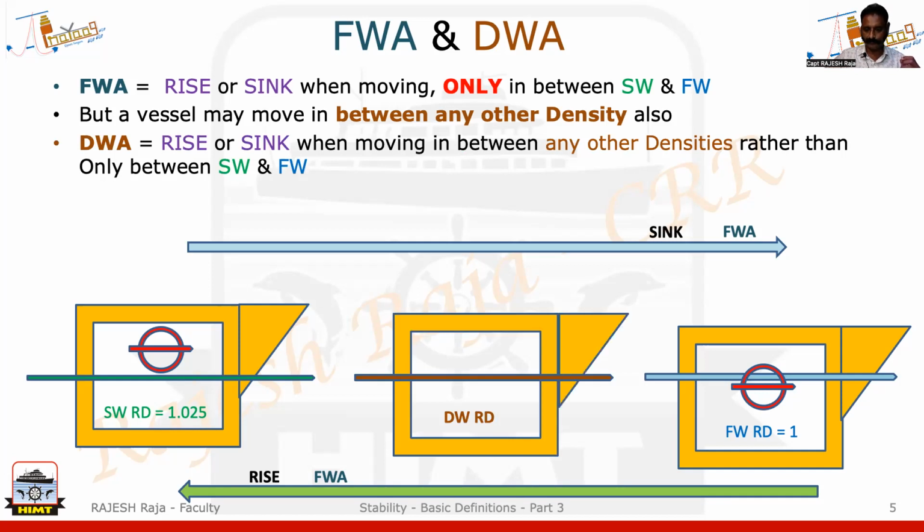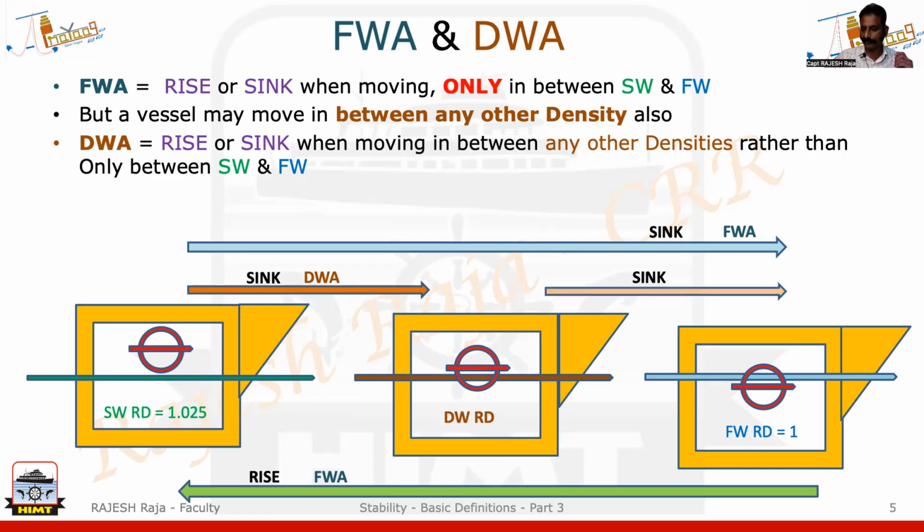So I'm going to show you here in a picture. You can see I've shown three different diagrams, going gradually from saltwater to dock water, then to freshwater. We have already seen the direct relation between saltwater and freshwater. Now I can show you in the picture that this change in draft when I'm sailing from saltwater to dock water is also a sink, and it is called dock water allowance. Now from dock water, if I sail to freshwater, that is also a sink, and that is also a different dock water allowance, a different one. Similarly, if it holds good in one direction, it has to hold good in the reverse direction also. So this is a rise, again a dock water allowance.